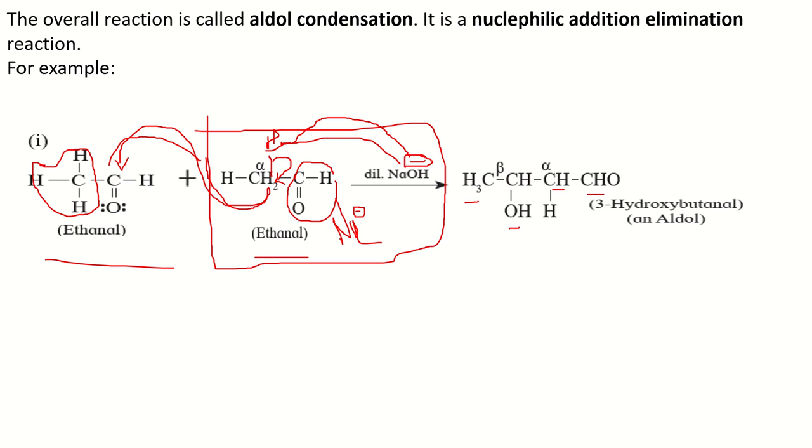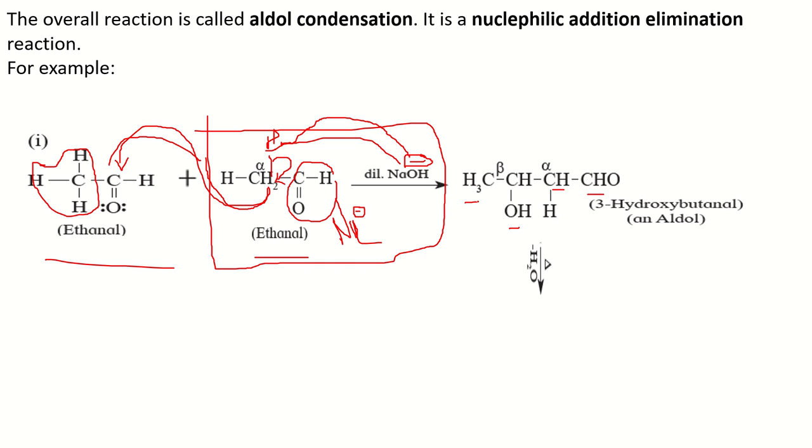The resulting product is 3-hydroxybutanal. Yes, you can say aldol. I think it is clear up to this aldol product. Clear? It gives the beta hydroxybutanal. Okay, go ahead.